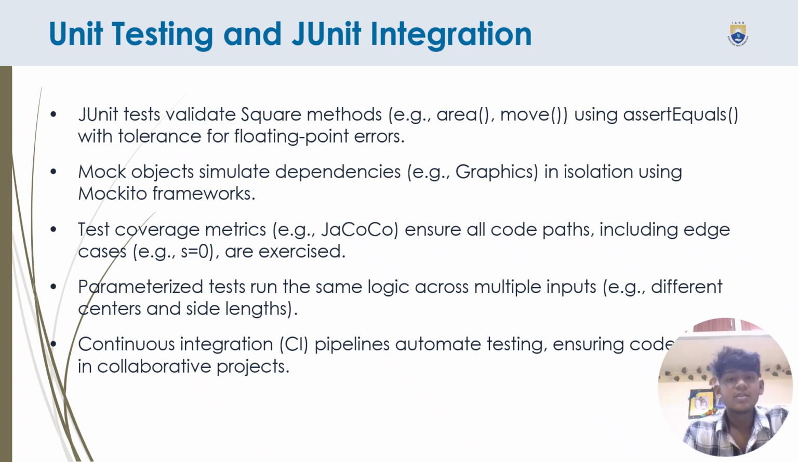Unit testing and JUnit integration. JUnit tests validate square methods such as area and move using assertEquals with tolerance for floating point errors. Mock objects simulate dependencies, for example graphics, in isolation using Mockito frameworks. Continuous integration, CI, pipelines automate testing, ensuring code quality in collaborative projects.